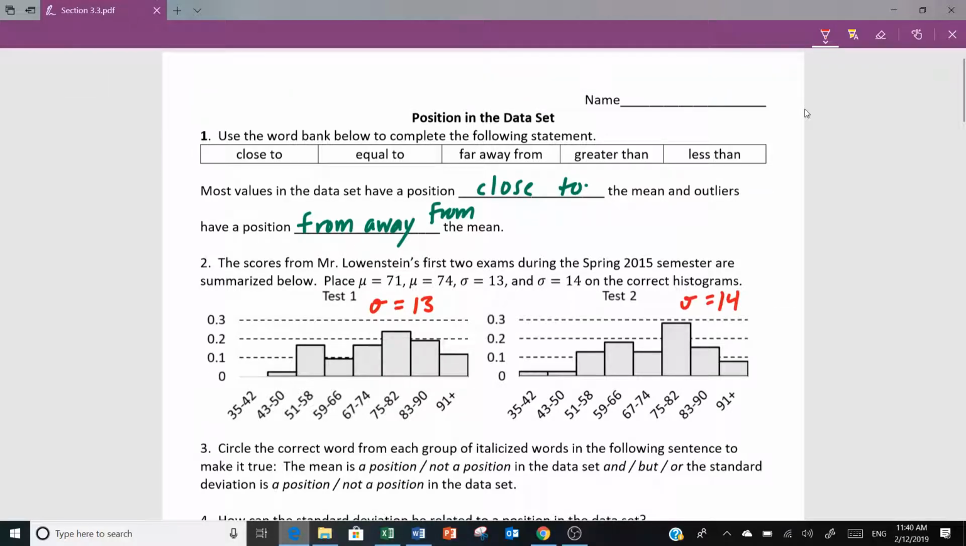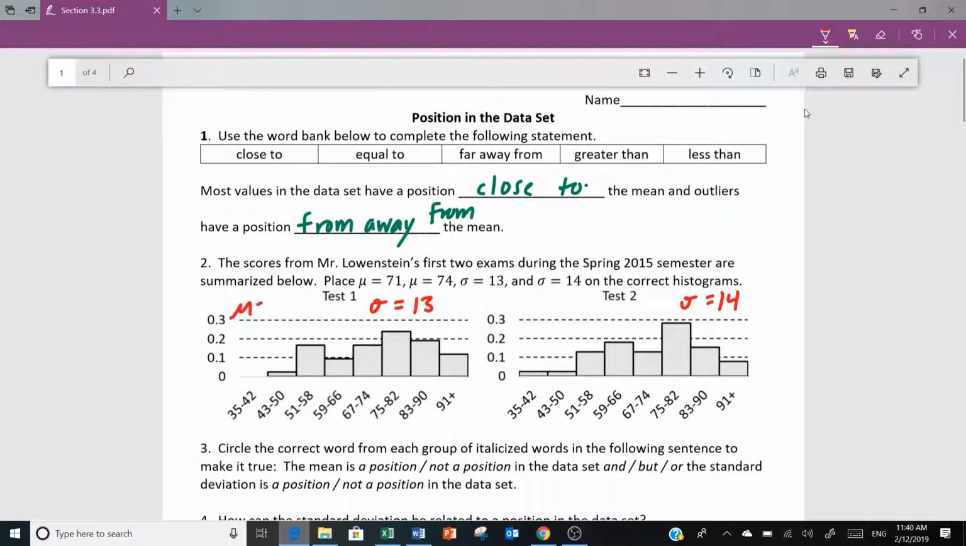Okay, what about the mean? Which one do we think has the higher mean? Test 1 or test 2? Test 1. Why test 1? It doesn't have an outlier. Good. So test 1, we see that on average, the test scores are higher. There's not an outlier down here. This one has an outlier that makes the test scores lower. This one has the higher test scores, so it's going to have a mean of 74. And this one has to have a mean of 71. So that is the answer.